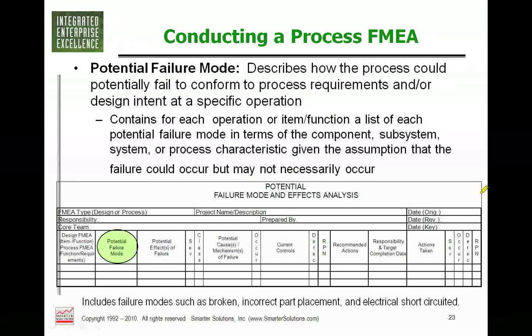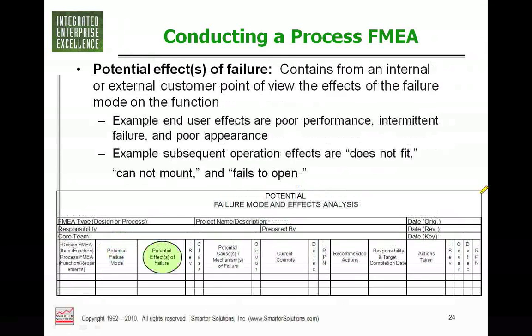Now, the potential failure mode is the next column that we're dealing with here. For each operation that we look at, we list each potential failure mode in terms of the component or subassembly. Examples that we might have are, hey, it's broken, or there's a short, or what really is the failure mode? Now, what often happens is people get confused on the effect of that. So we said, hey, it's broken. Okay, why is it broken? Okay, it just does not fit, or it fails to open, or things like that. So we get into why we have the particular problem.